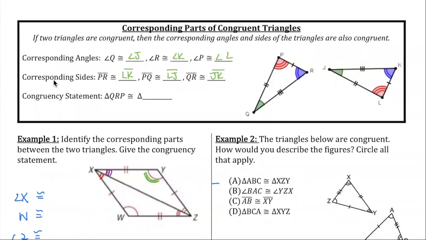You should have said angle R is congruent to angle K because angle R and angle K have the same number of tick marks. And angle P is going to be congruent to angle L because those guys have the same number of tick marks.